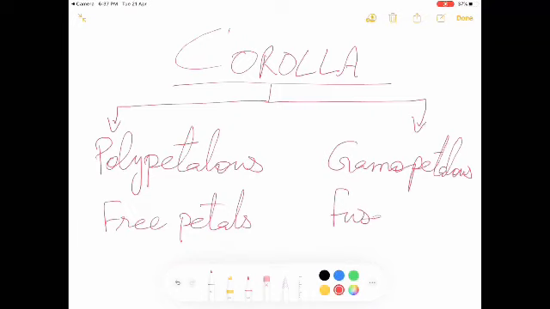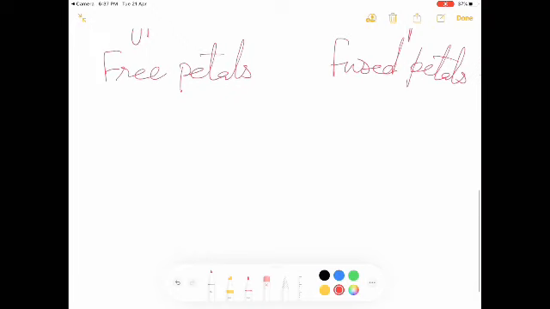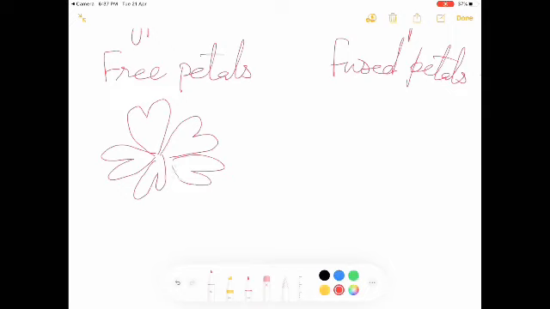This one is fused petals. So students, you can see here in petunia and hibiscus there are fused petals, but in some simple flowers they have free petals. So you can see here free petals are like this, and fused petals are fused together, and they are called gamopetalous.